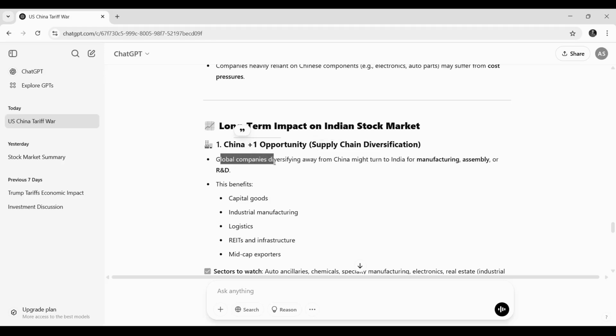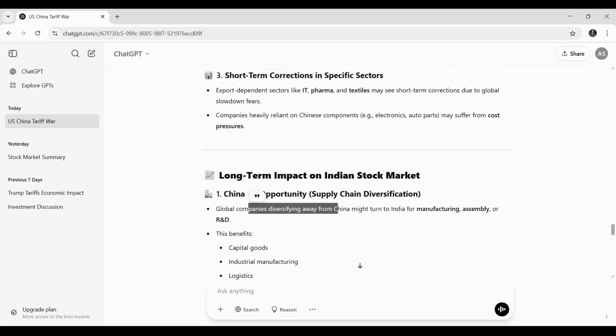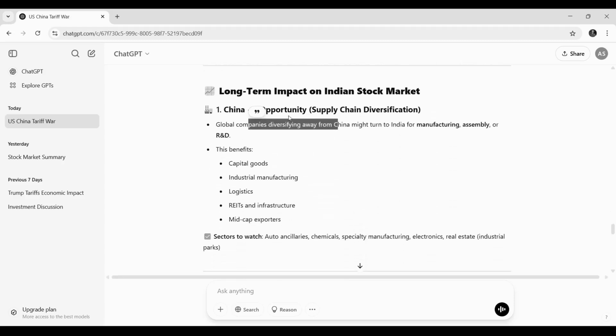So global companies diversifying away from China might turn to India for manufacturing, assembly, or R&D. Even Chinese companies might do this as well, because from China they might not be able to export directly to America. So Chinese firms may establish factories in India to export to America. Okay, like that, that might happen. We have read something like this above. Okay, so that is here.